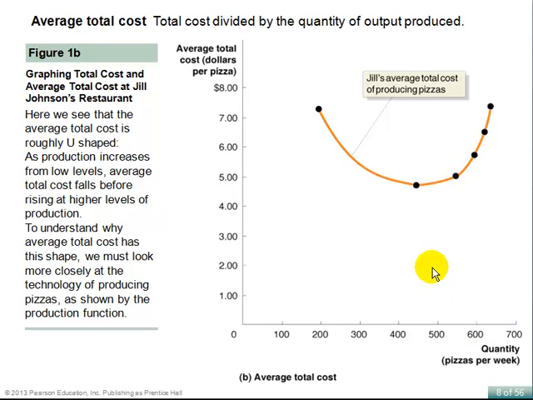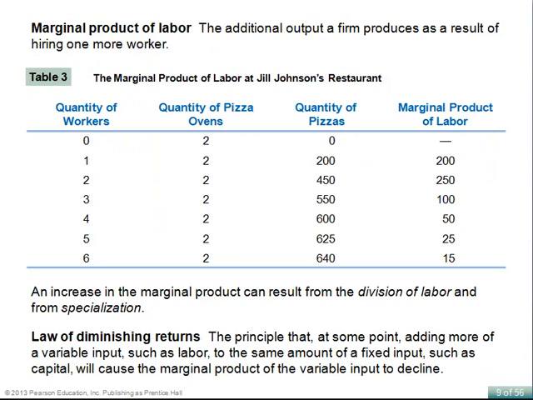To understand why average total cost has this U shape, we first need to look more closely at the production function for Jill's restaurant. In order to understand the U shape of the average total cost, given the technology available to Jill, think first about what happens if she hires only one worker. That one worker will have to perform several different tasks, including taking orders from customers, baking the pizzas, bringing the pizza to the customers' tables, and getting paid on the cash register.